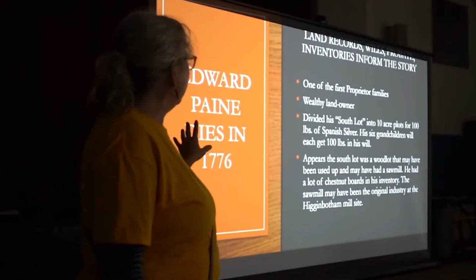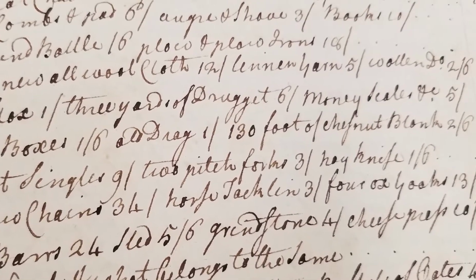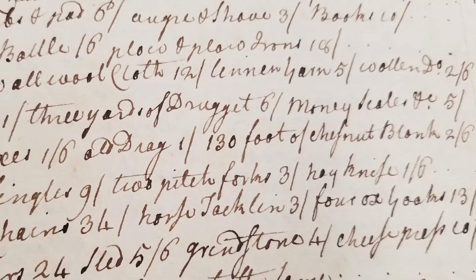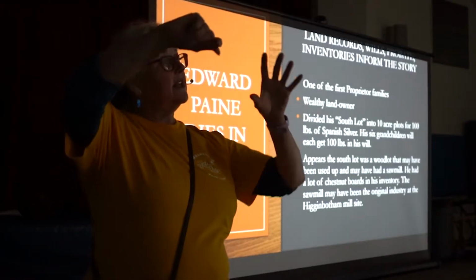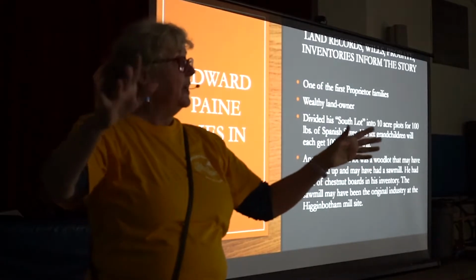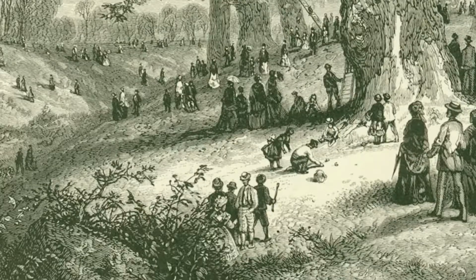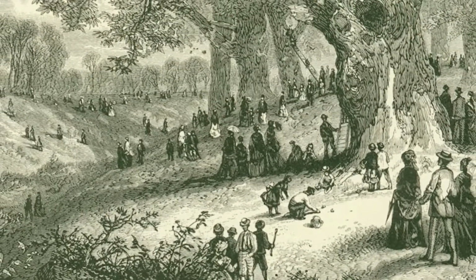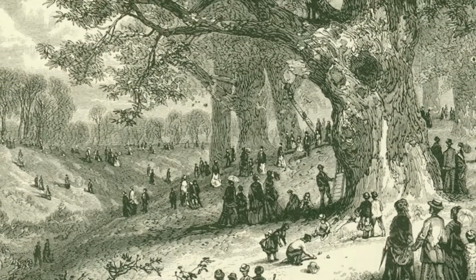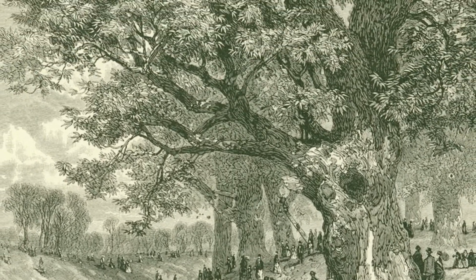In Edward Payne's inventory, he has a lot of chestnut boards, and so it makes me think that the 10 acres that Obadiah bought had probably been cut over, already cleared. His sawmill may have been there, and chestnut is a very important commodity. Many of the houses and barns have chestnut beams in them.